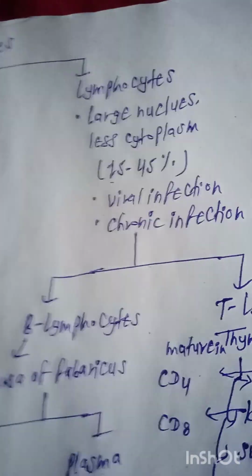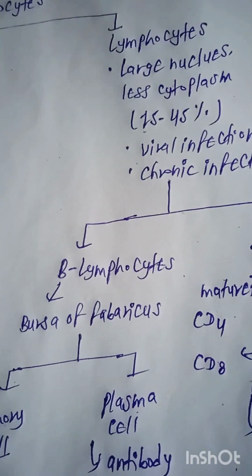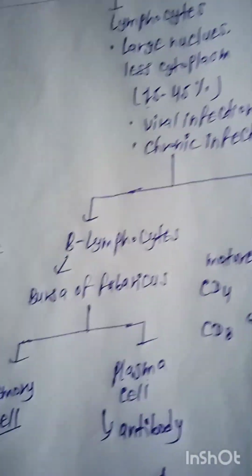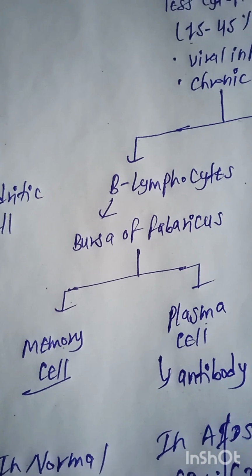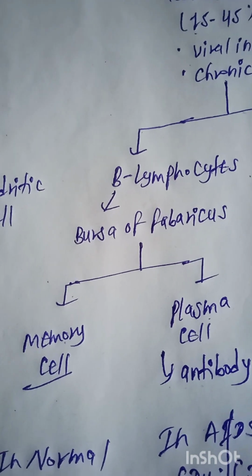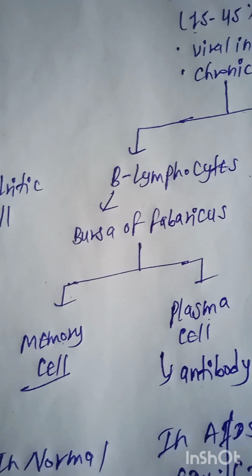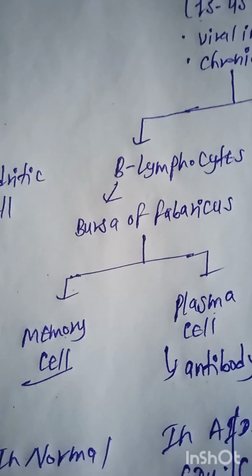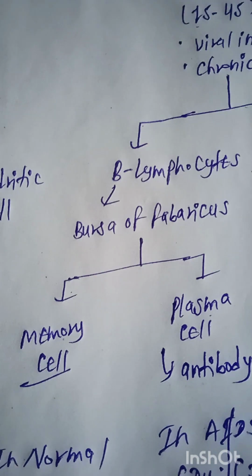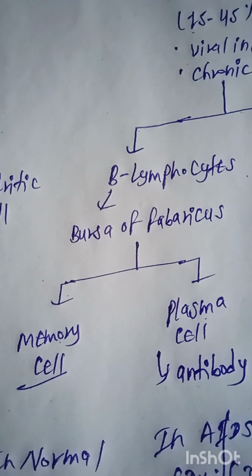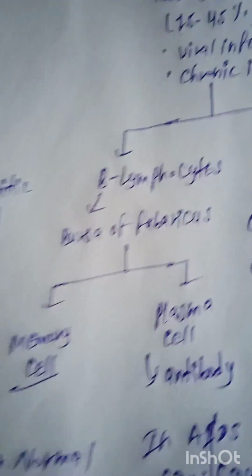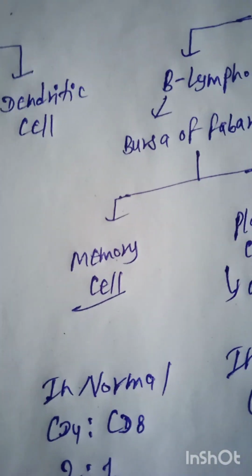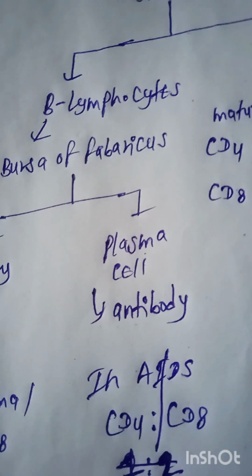And then the lymphocyte can be further classified into two types on the basis of function: B lymphocyte. The name B lymphocyte is due to the fact that it was first found in the bursa of Fabricius, which is the lymphoid organ present near the cloaca in a bird. This B lymphocyte is further classified into memory cell and plasma cell. Plasma cells produce antibodies.